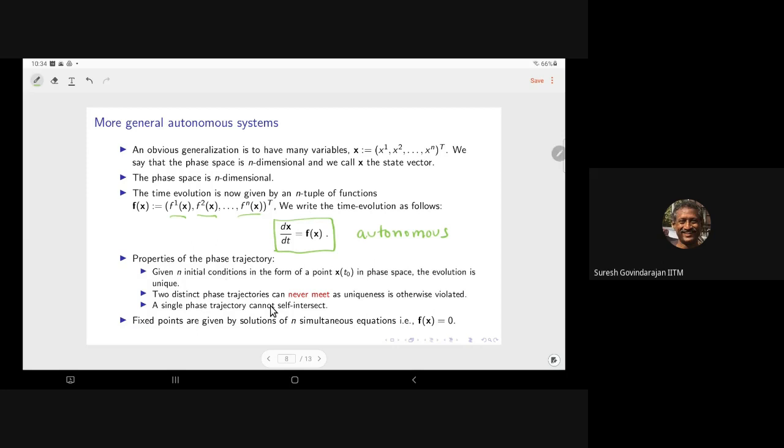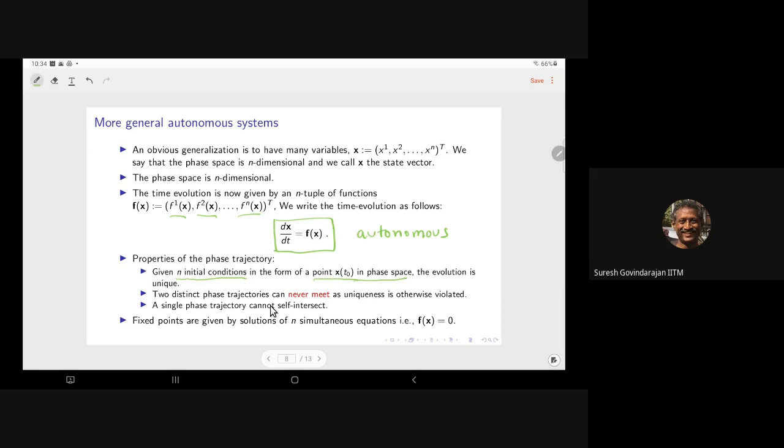Given n initial conditions, because we have n integrations to do, we'll have n integration constants, and that we will give in the form of n initial conditions. If you remember in the previous case, we just gave x at t naught. But now we have to give x_1 at t naught, x_2 at t naught, x_n at t naught. So n numbers we have to give. So this will be a point in phase space.